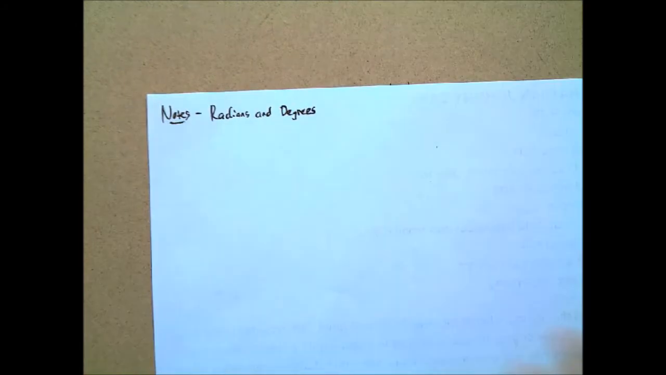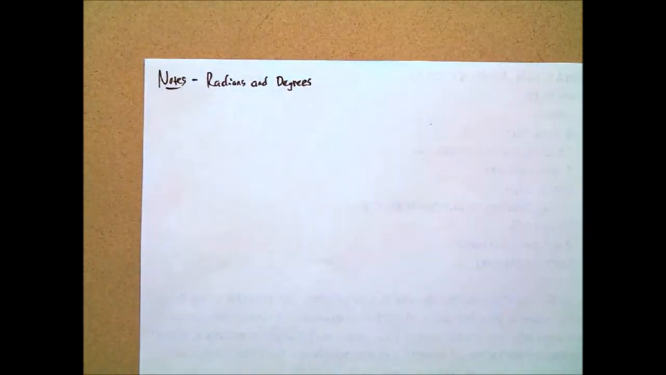Okay. So again, radians and degrees, two different ways to measure the same thing. Think of it like centimeters versus inches. They both measure length, right? But they're just a different measurement of those two things, I guess we'll say.